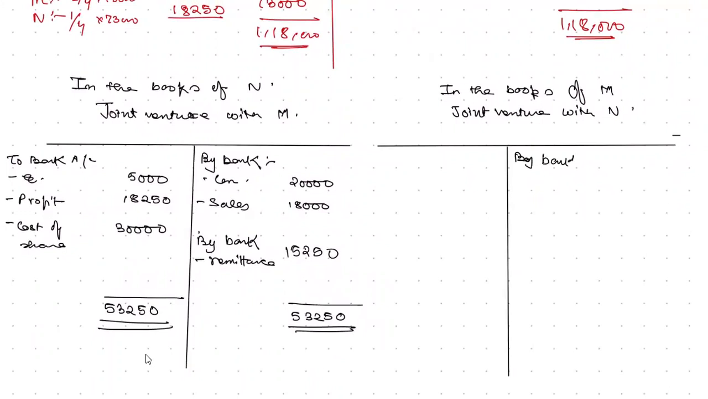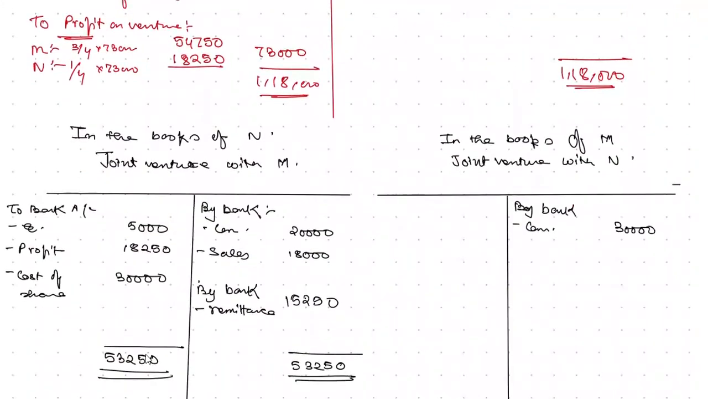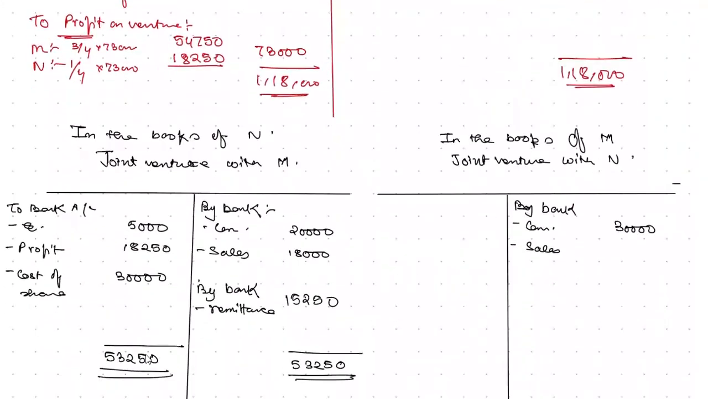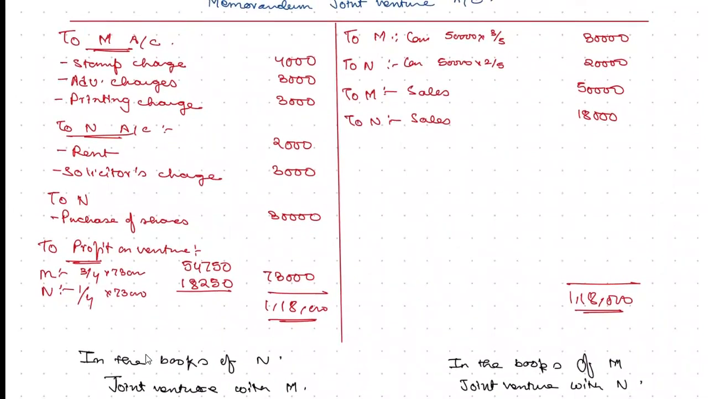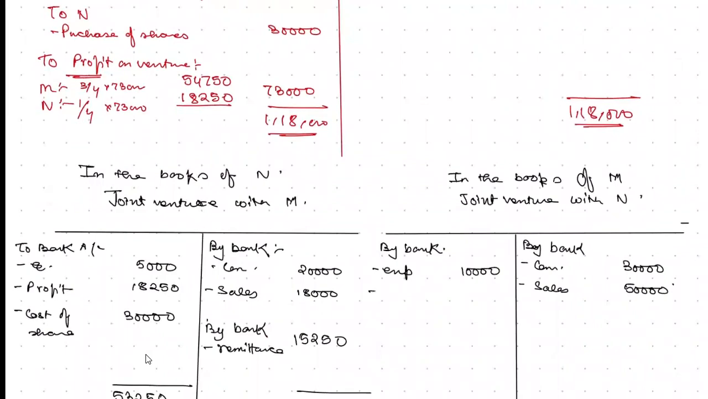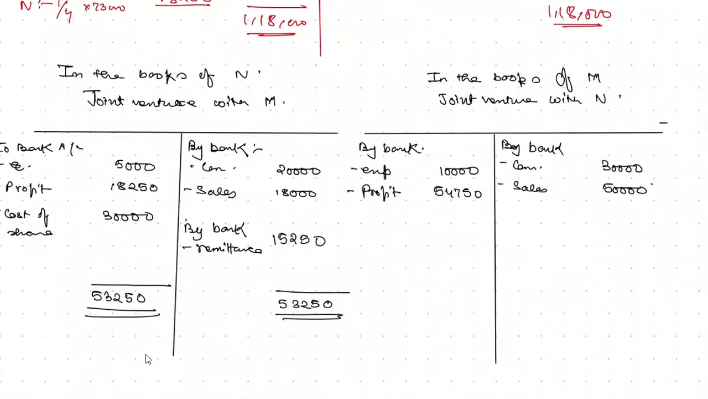Let's go, in the books of M, first we do M's. By bank account, he has also got commission of 30,000. He has done sales of 50,000. Okay, he has also done some expenses: 4, 3, 7, 3, 10. Then profit is there for him as well, 54,750. See, here by bank the remittance is coming, 15,250. Just write remittance if you cannot understand what is happening.